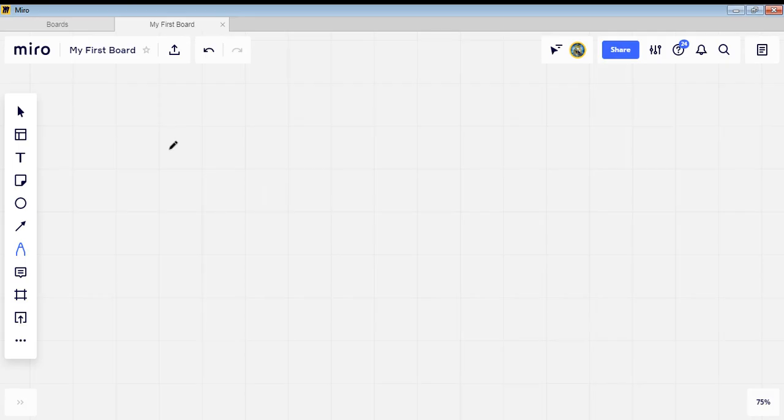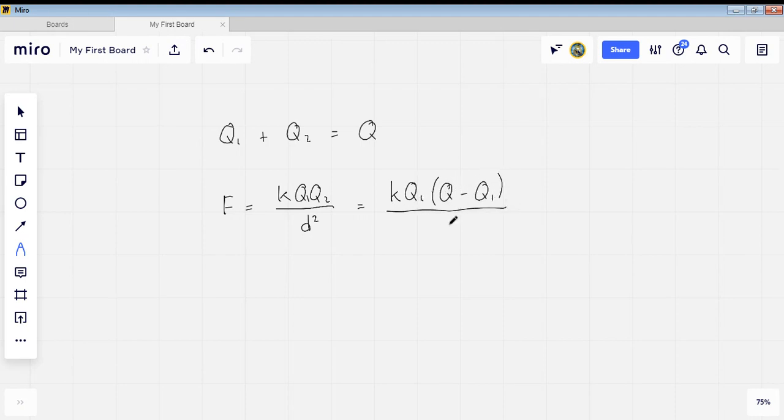So if the force is repulsive, then both charges must be positive, since the total charge is positive. If we call the total charge Q, then Q1 plus Q2 is equal to the total charge Q. And we know that the force between the two charges is K Q1 Q2 over the distance separating them squared, d squared. And we can write this as K into Q1 multiplied by Q2, which is Q minus Q1, all over d squared.